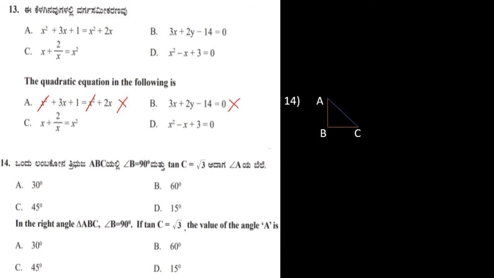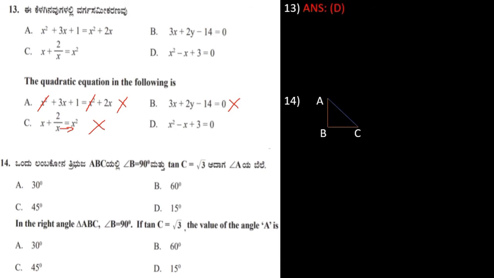Option C you can check, we have x plus 2 by x is equal to x squared. Here we will take LCM, which means we will cross multiply the denominator x to that side, then it will become x cubed. So x cubed is not possible in a quadratic equation. Next option D, what we have, x squared minus x plus 3 is equal to 0. Yes, it's the correct answer. The answer for the 13th question is option D.